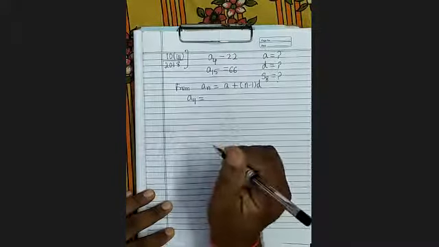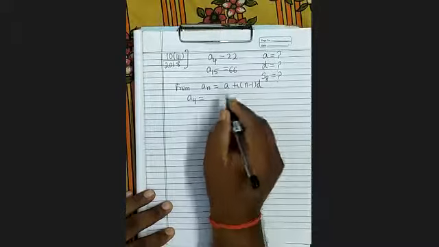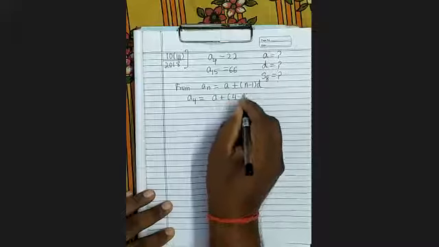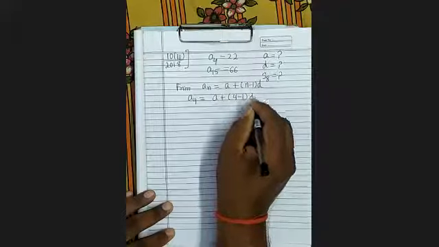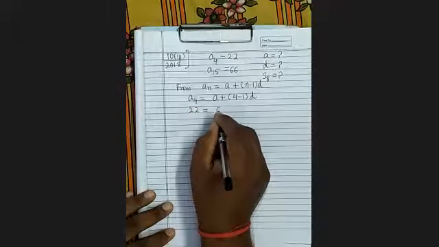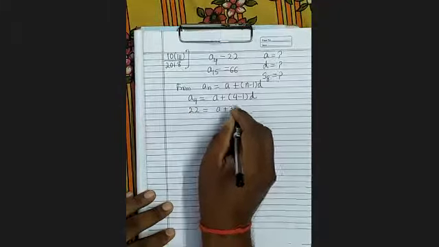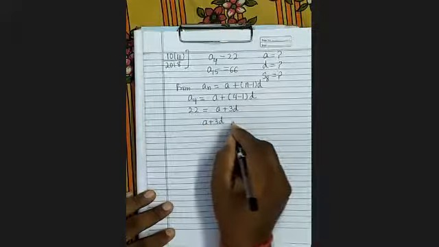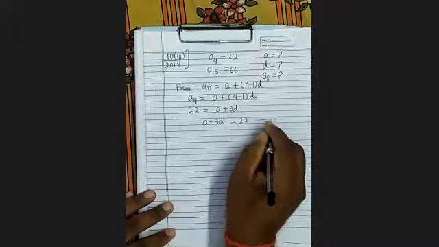A4 will be equal to a plus 4 minus 1 into d. A4 is given 22. A plus 3D. So A plus 3D equals 22. This is the first equation.